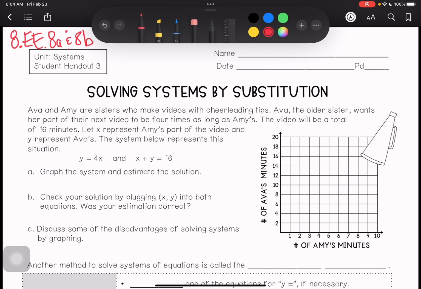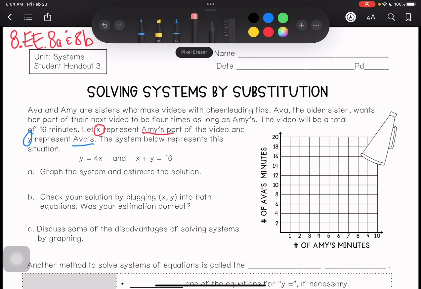Say Ava and Amy are sisters who make videos with cheerleading tips. Ava, the older sister, wants part of their next video to be 4 times as long as Amy's. The video will be a total of 16 minutes. We're going to say X represents Amy's part, and Y represents Ava's part. The system below represents this situation. Graph the system and estimate the solution.